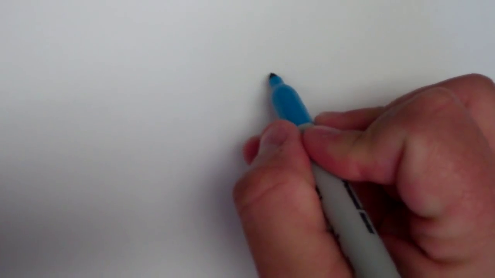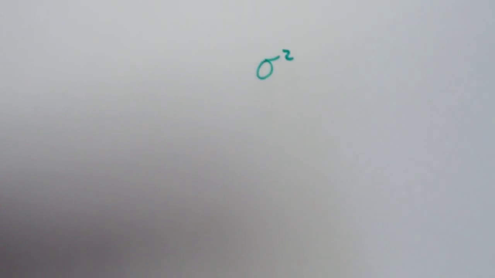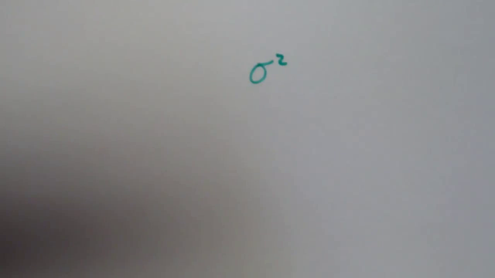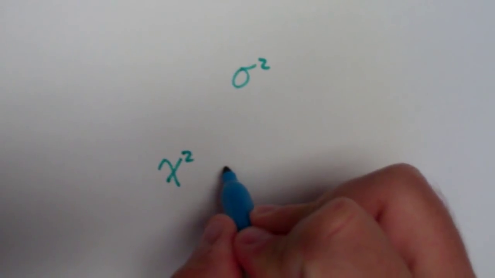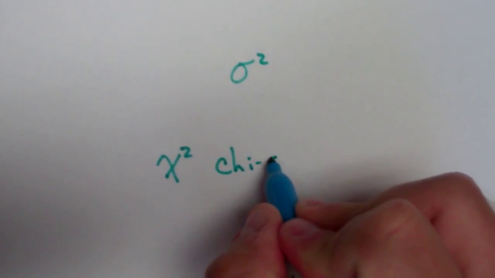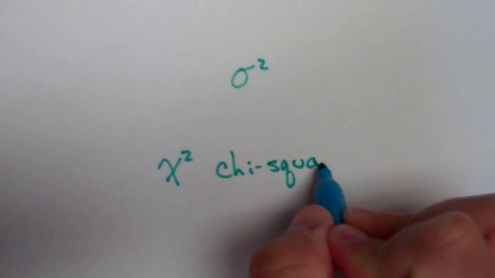In addition to finding a confidence interval on the mean, we may also want to find a confidence interval on the variance, to find out a range of values in which we would expect the population variance to fall. For variance, we don't use the normal distribution, however. We use a distribution called chi-squared. It looks like x squared, but it actually is the Greek letter chi.